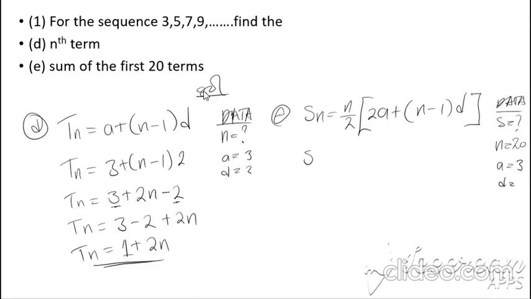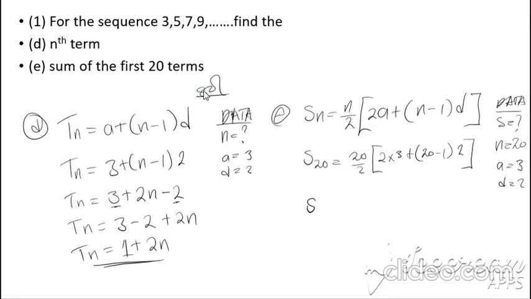Your common difference is what? 2, just like that. So sum, then you're going to have S20 is equal to 20 over 2, then 2 times 3 plus, what's your n? That's 20 minus 1, common difference is 2, like that.